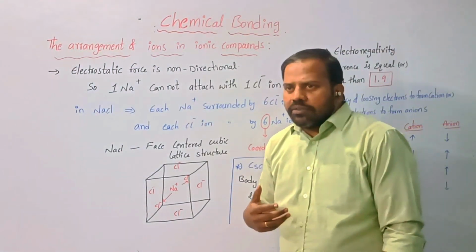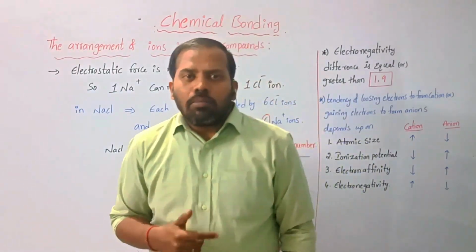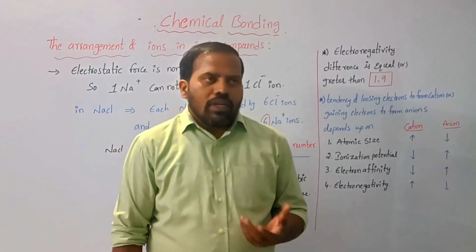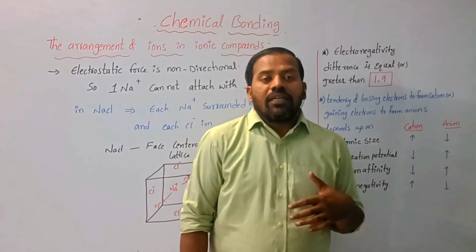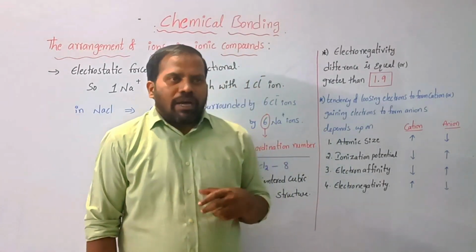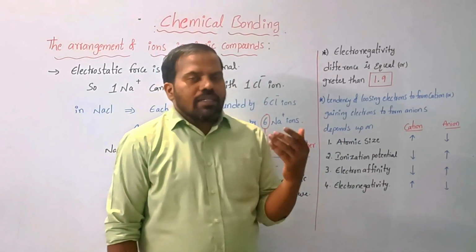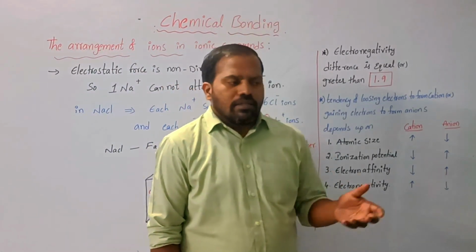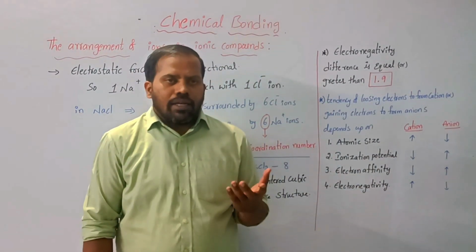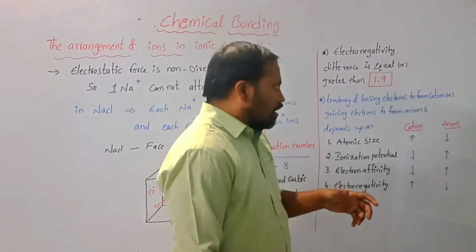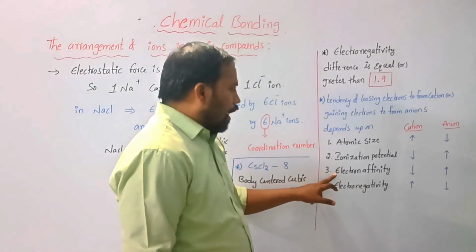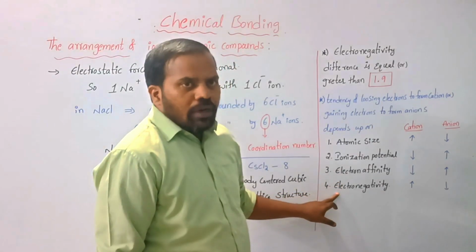Now, factors of ionic bond. Factors affecting the ionic bond. Factors affecting means, if the size increases, what will happen? Means there is more formation of cations or less formation of anions. So which factors are there? Atomic size, ionization potential, electron affinity, electronegativity.